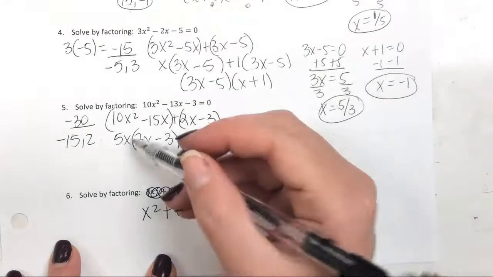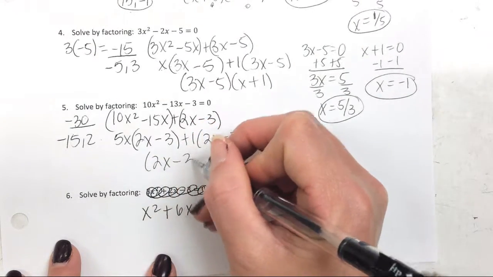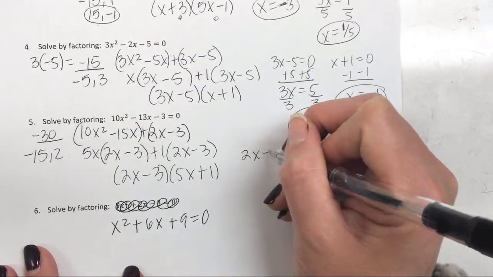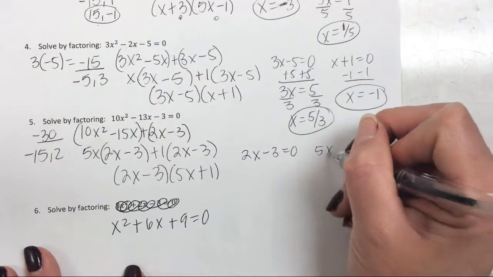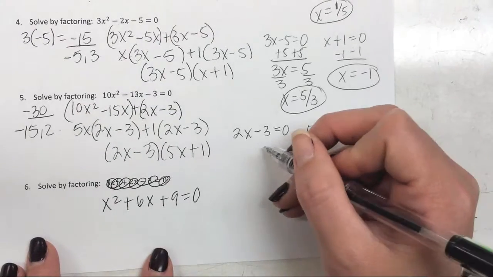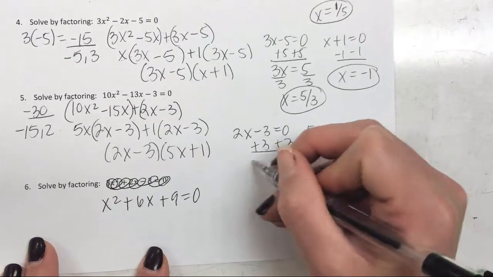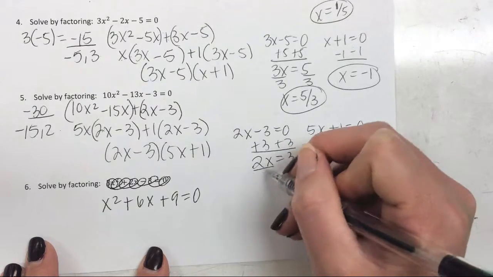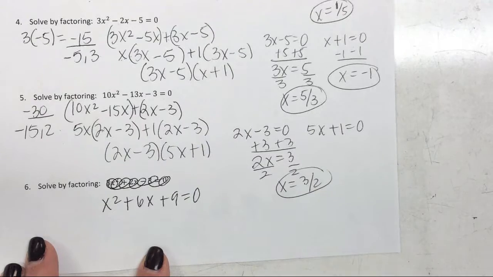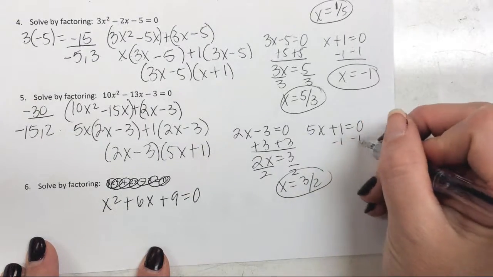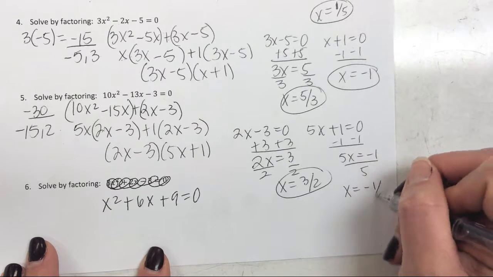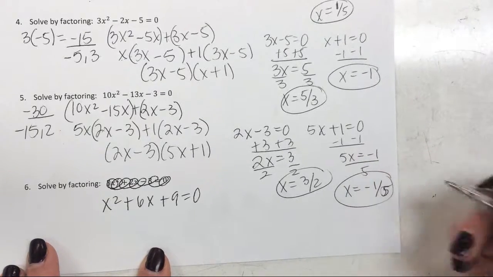Alright, now I need my 2 binomials. That'll be 2x minus 3 and 5x plus 1. Set them both equal to 0. So over here, I need to add 3, divide by 2. I'll get x equals 3 over 2. Over here, I need to subtract 1 first. Divide by 5, I get -1 over 5.